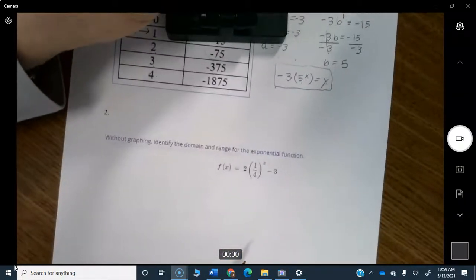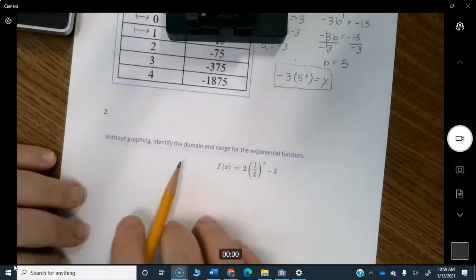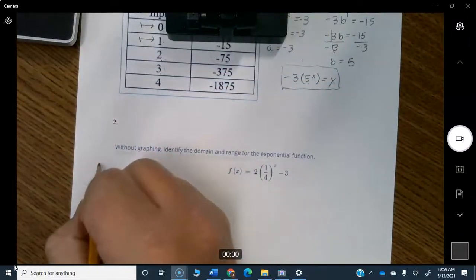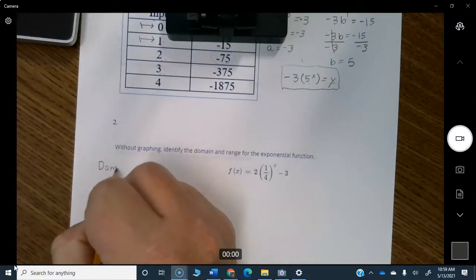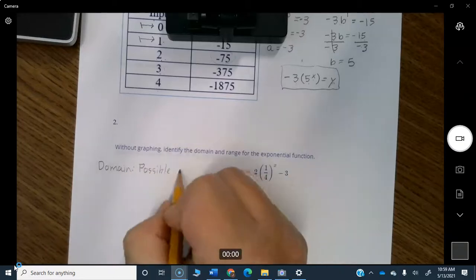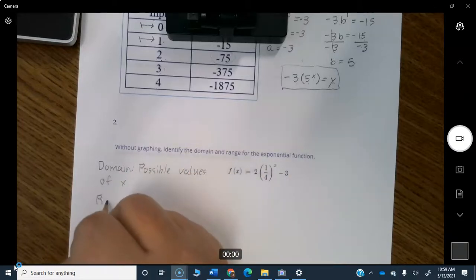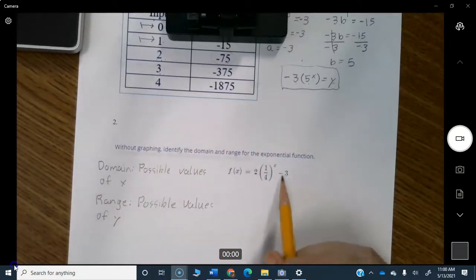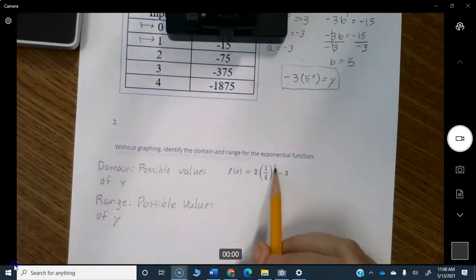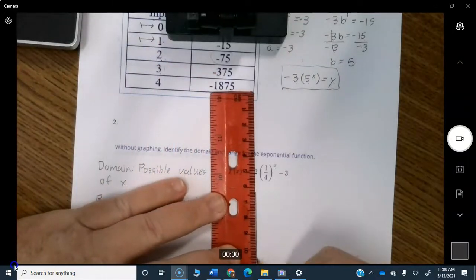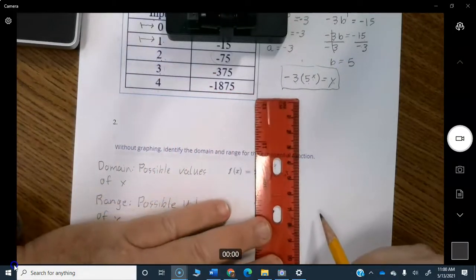Okay, down here. Without graphing, identify the domain and the range. Okay, so domain are possible values of x, and range are the possible values of y. Alright, so if you look at this, x can take on pretty much anything, but the way we do this is, rather than just guess at it, you go ahead and make a t-table.